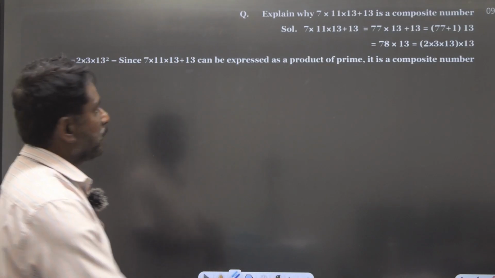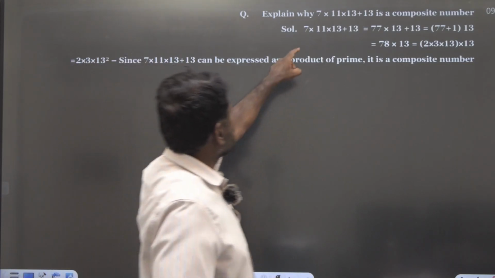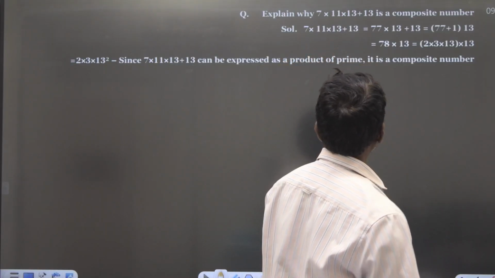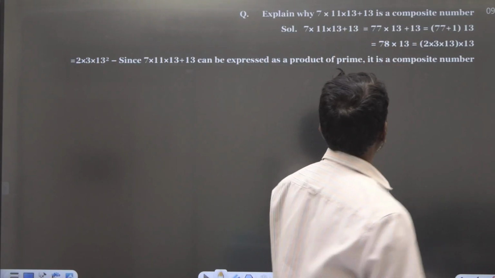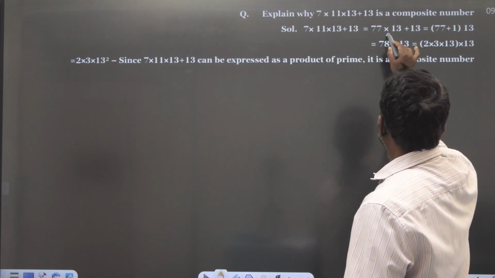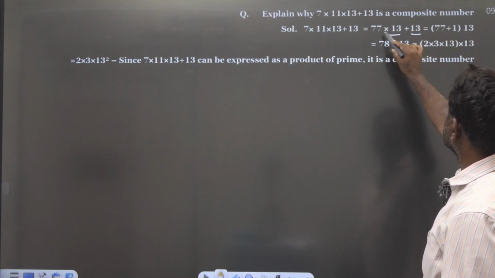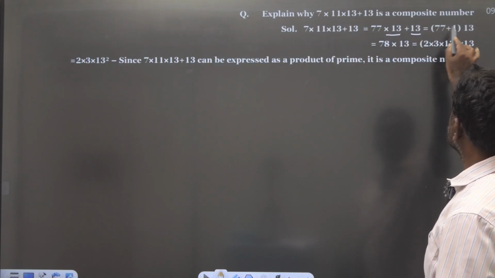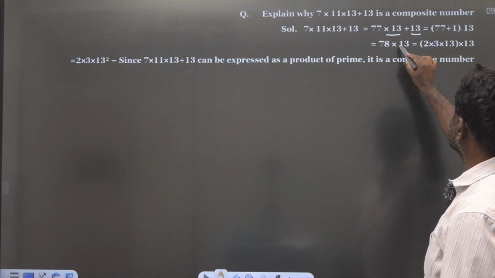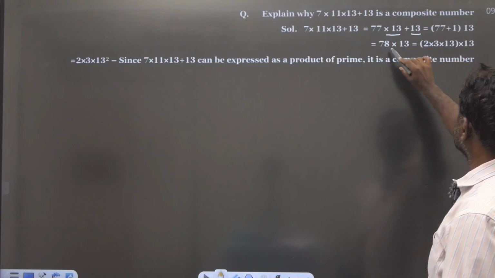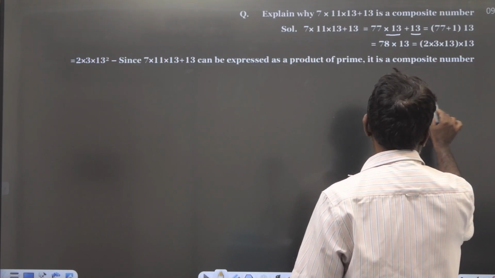Explain why 7 into 11 into 13 plus 13 is a composite number. Look here. 7 into 11 into 13 plus 13. That is 7 into 11, 77, into 13 plus 13. Here, 13 is the common factor. That is, take 13 outside. So 77 plus 1, into 13. 77 plus 1 is 78. 78 into 13. Now we can factorize 78. How can we factorize it?